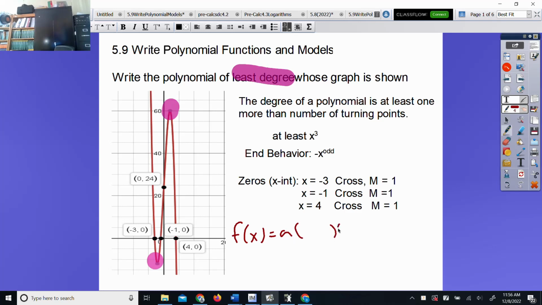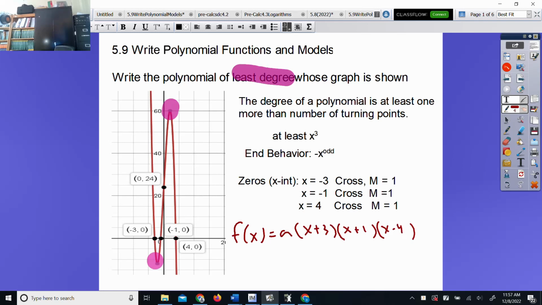Start taking our zeros and making them factors. If the zero is at x equals -3, what's the factor? X plus 3. We just change signs, that's all we do. If there's a 0 at -1, if there's a 0 at 4.